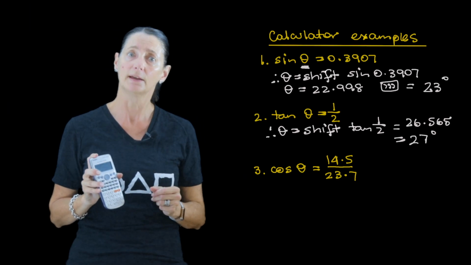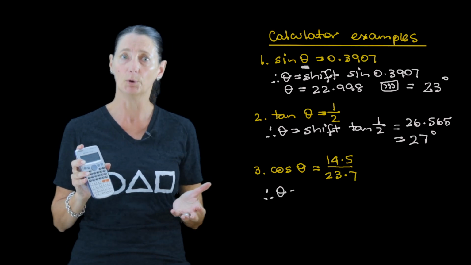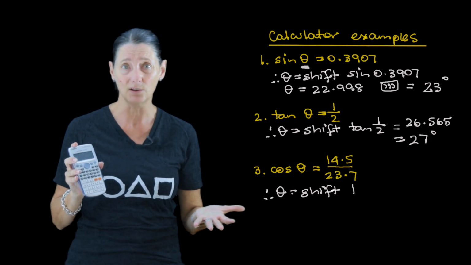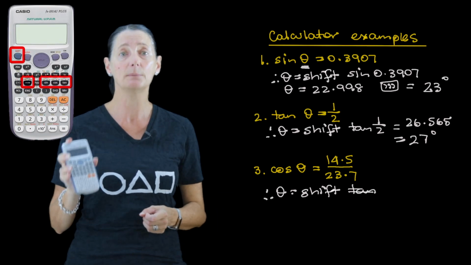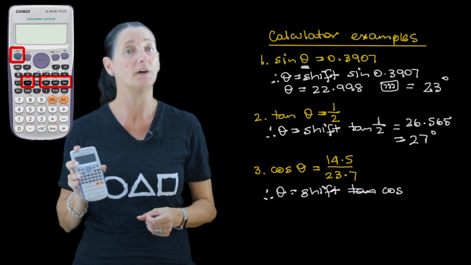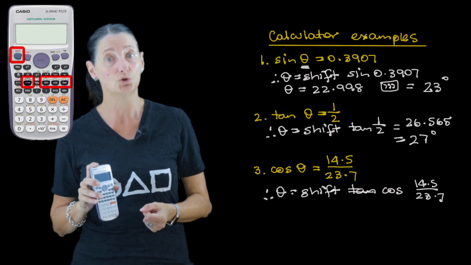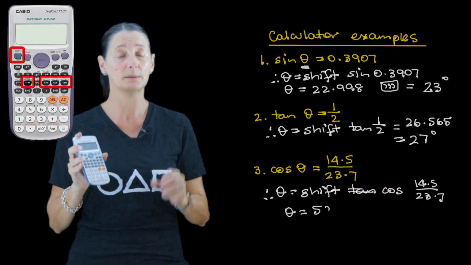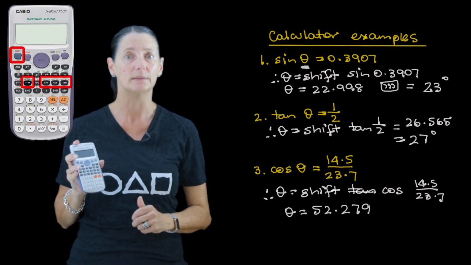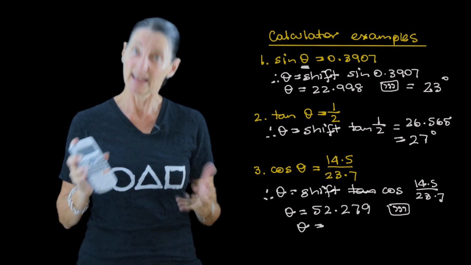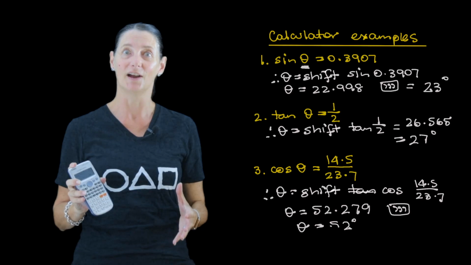Final one, we'll try cos theta equals 14.5 over 23.7. Again, as you can see, we don't know the angle, so shift cos will allow me to find the angle 14.5 over 23.7, giving me a calculator display of 52.279. Once I press my degree minute button, I end up with 52 degrees. Okay, now that you know how to calculate it, let's actually apply this to some right angle triangles.